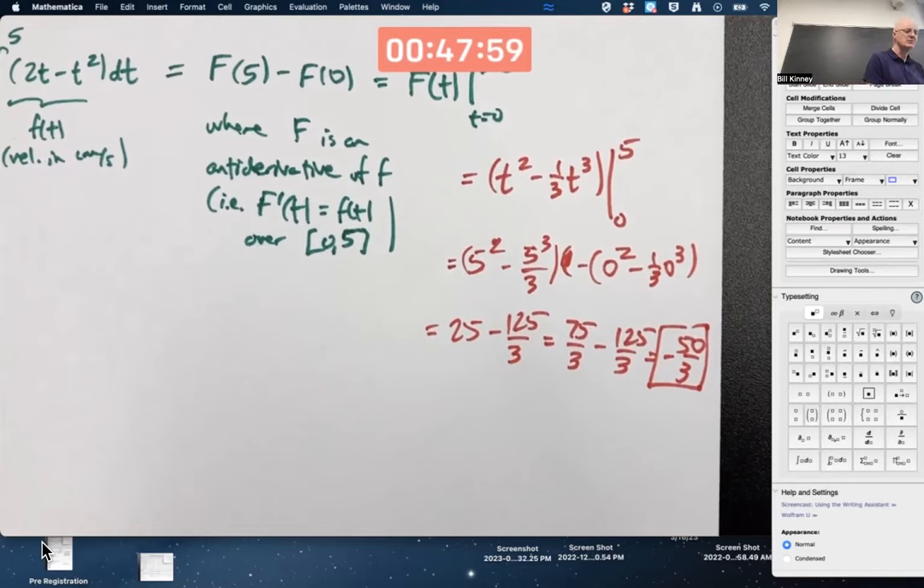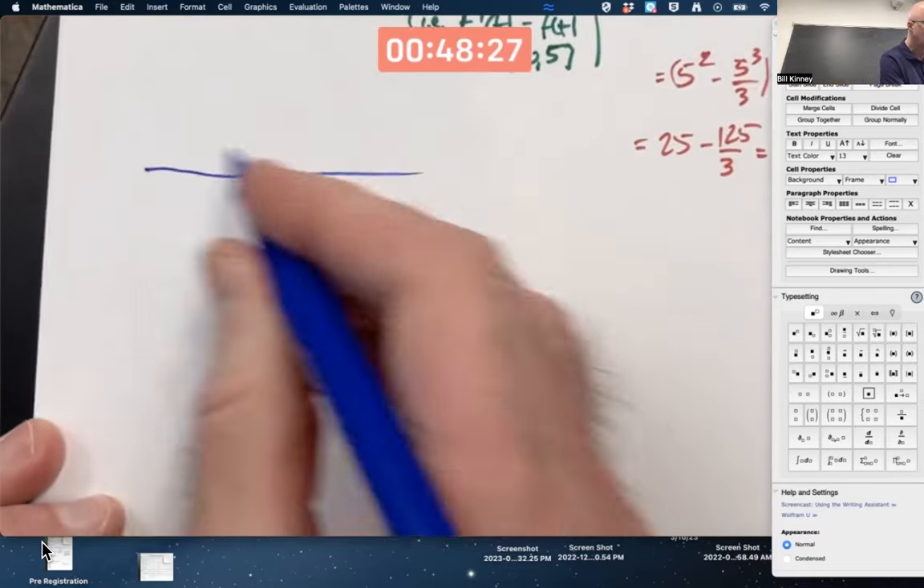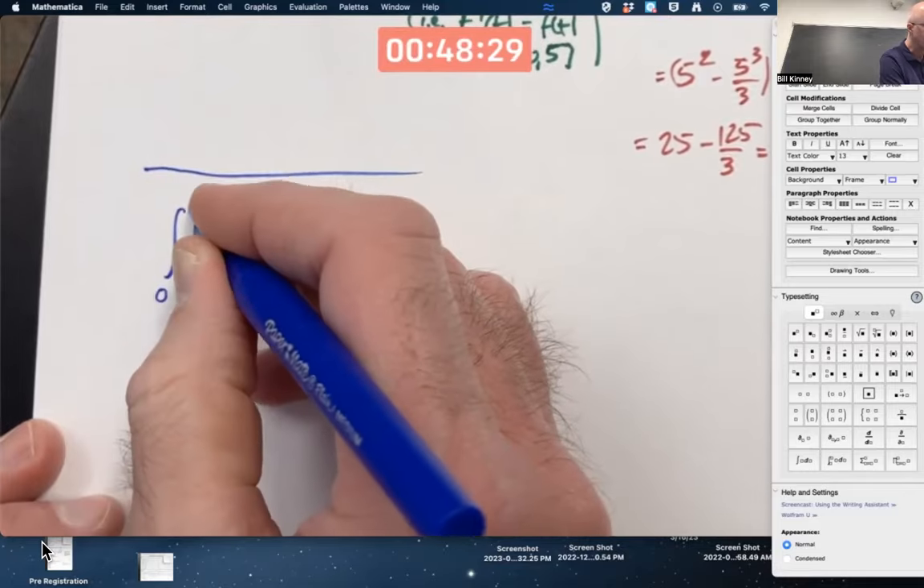If you wanted to, you could also break apart this motion that the bug travels into 2 pieces. There's the time period where it travels to the right, that's the first 2 seconds. And then there's the time period where it travels to the left, that's from time 2 to time 5. And I can figure out the total displacement by adding 2 integrals. You can do this problem. It's more work, but you can do it.